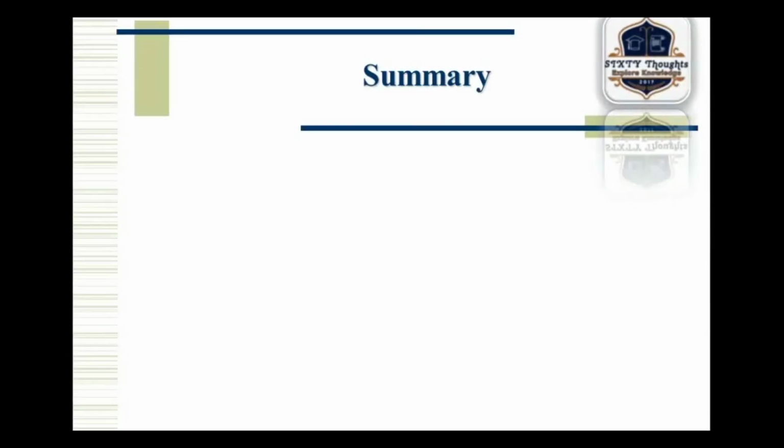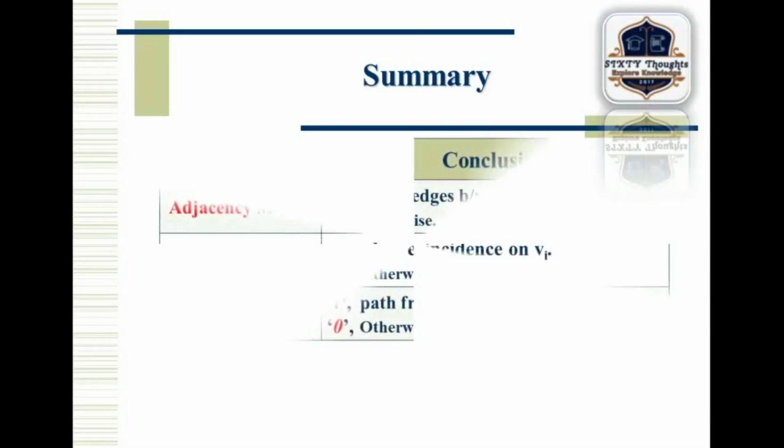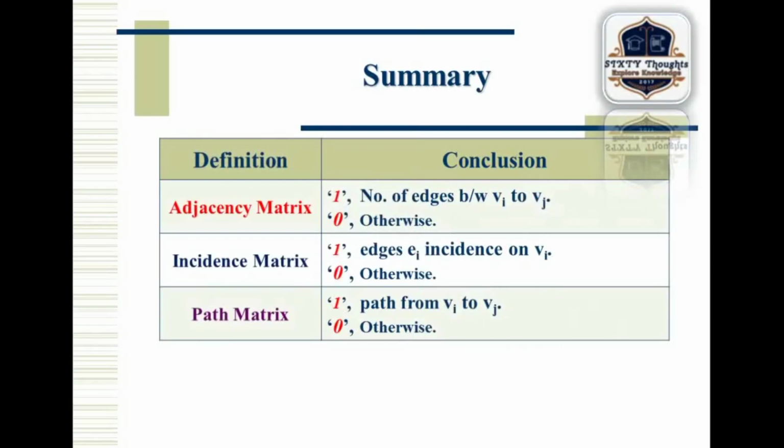Today we talk about the summary of adjacency matrix, incident matrix and path matrix in graph theory. So what is adjacency matrix? We assign a value of 1 or 0. When there is an edge from one vertex to another vertex, we assign the value 1, otherwise 0. That is called adjacency matrix.